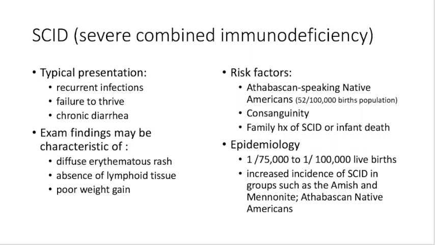So what are the risk factors of developing this? Athabascan speaking Native Americans, you can see the incidence here. Consanguinity, which is interbreeding, and then a family history of SCID or an infant death. So if a family had a previous baby that didn't make it past the 2-year mark, that would be high yield, especially if your current patient is presenting with atypical infections. There is an increased incidence in the Amish, Mennonite, and Athabascan Native Americans.